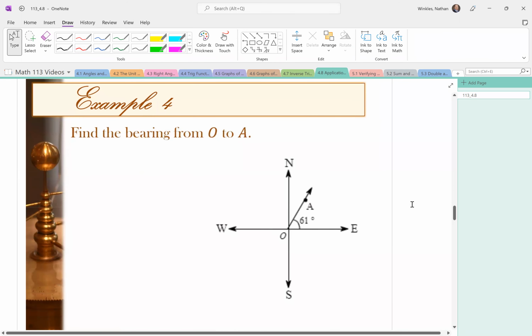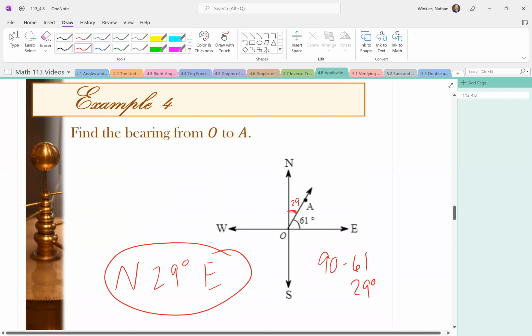So this one said, find the bearing from O to A. So they give us 61 degrees is between the east line and my ray OA. So what we need to actually find, we need this angle here. So we're going to take 90 minus 61 to get 29 degrees. So this one is going to be north, 29 degrees east would be the bearing here. We're not solving for anything. We're just finding the bearing. In a problem in just a second, we'll actually find stuff and figure out what we can do with it.